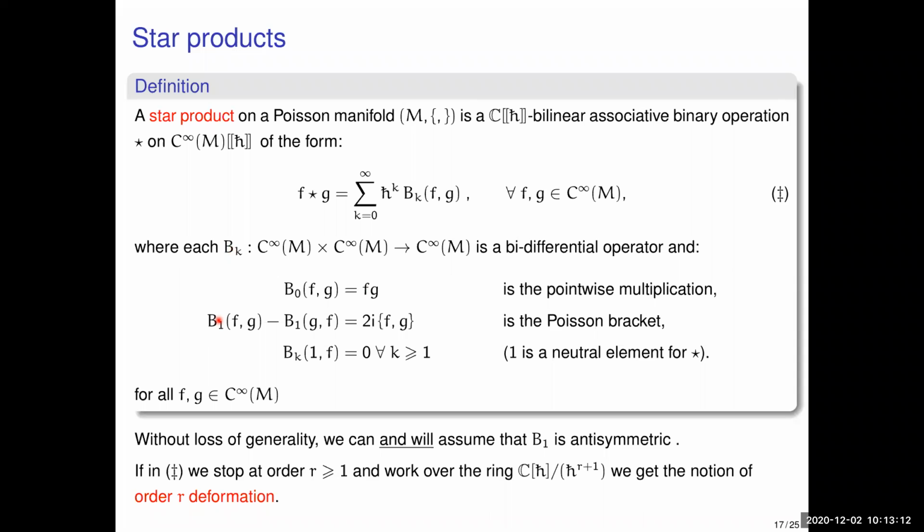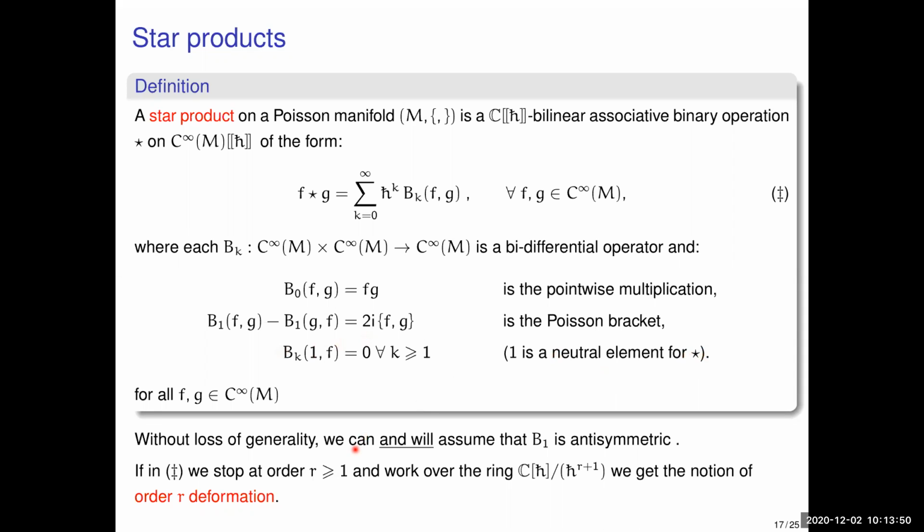At order 1, the antisymmetric part of the star product, I want to get, up to a constant, the Poisson bracket. Here there is an i, I'm using the physicist convention. You can also do it without the i, and this is why I'm using complex functions, only for this reason. Also, another condition is that the constant function 1 is a neutral element for the star product. So you get another set of conditions giving you this.